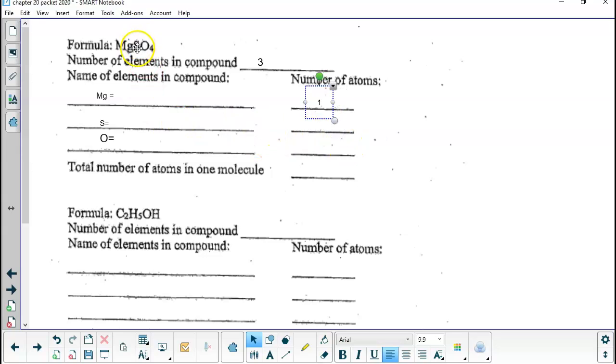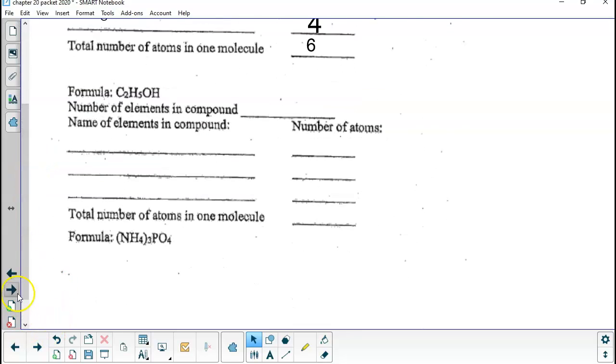For the S, again, there's no number after the S, so we just have 1 of those. For the O, there's a little 4 subscript after the O, so I'm going to have 4 O's. Okay, so 4 plus 1 plus 1, all together, our total is going to be 6. Okay, now I'm going to skip down.